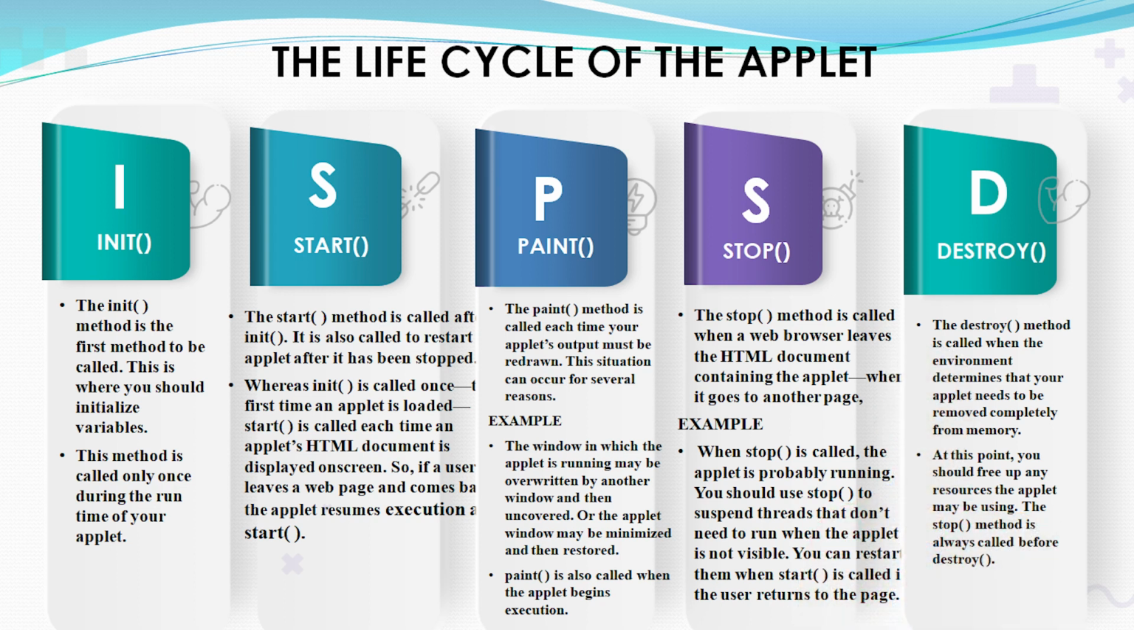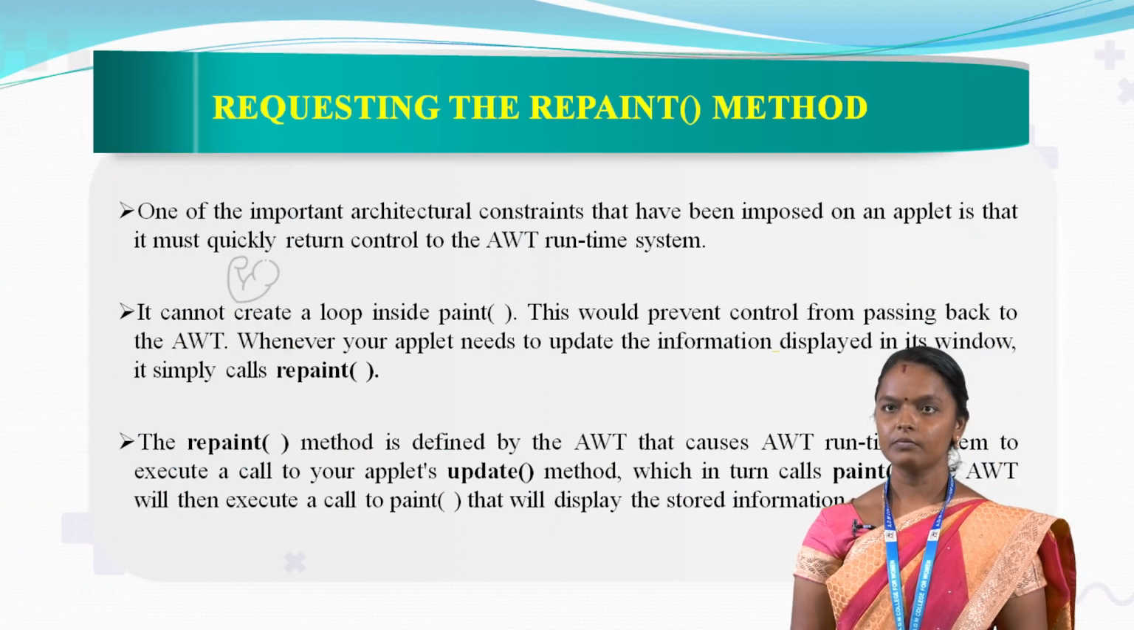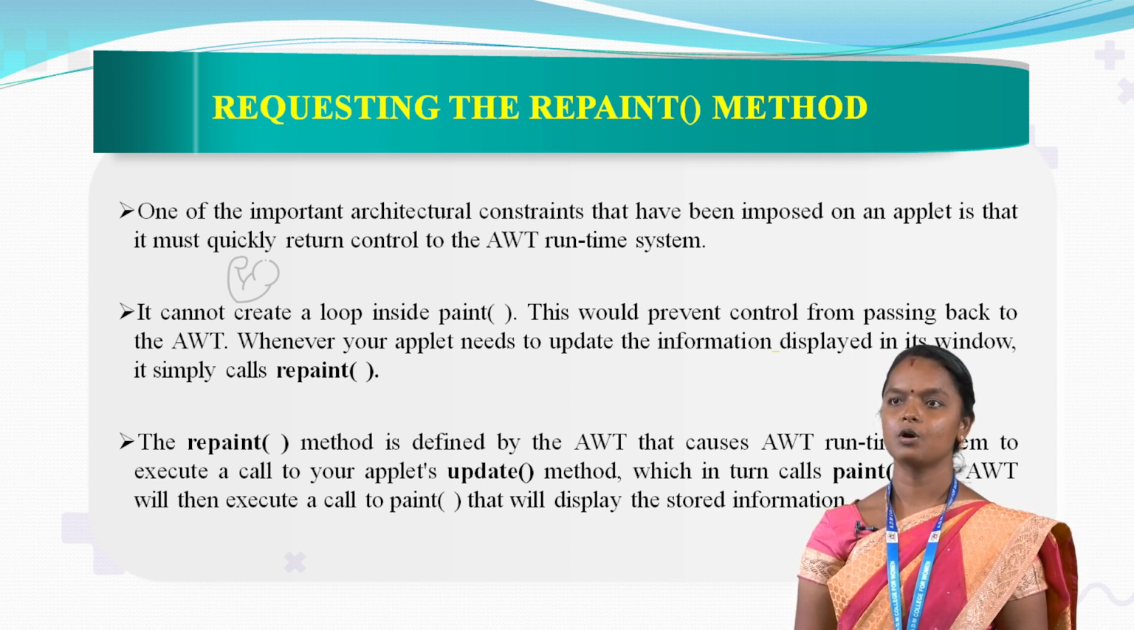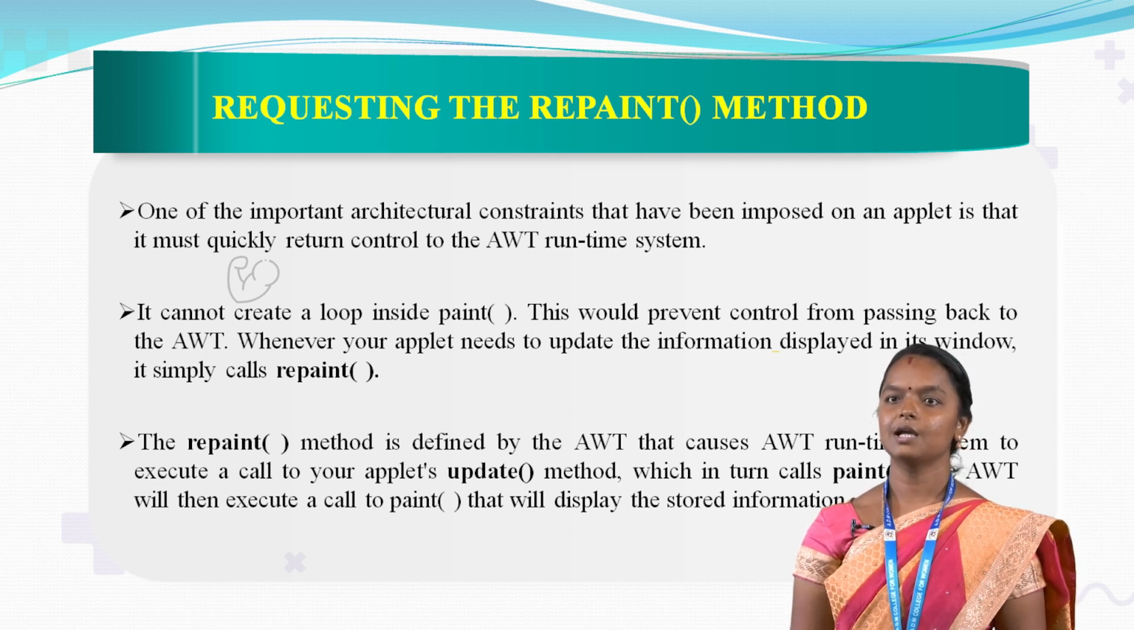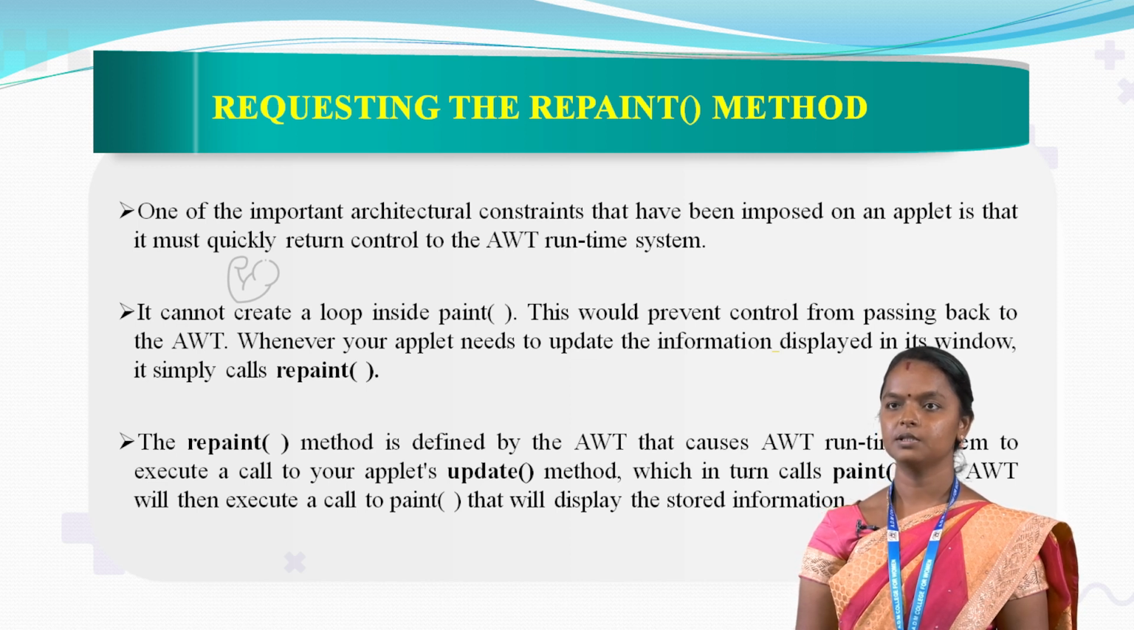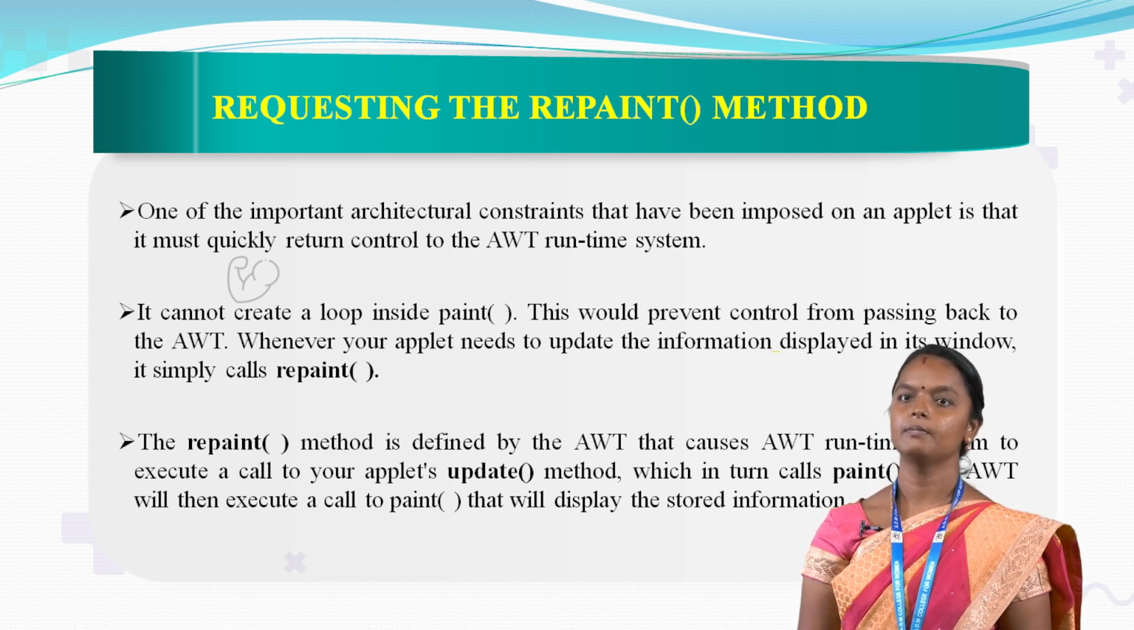Next, the destroy method. The destroy method is called when the environment determines that your applet needs to be removed completely from memory. Next, requesting the repaint method. One of the important architectural constraints imposed on an applet is that it must quickly return control to the AWT runtime system. It cannot create a loop inside the paint method. This would prevent control from passing back to the AWT.